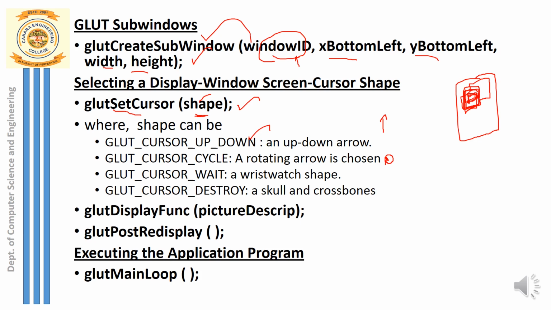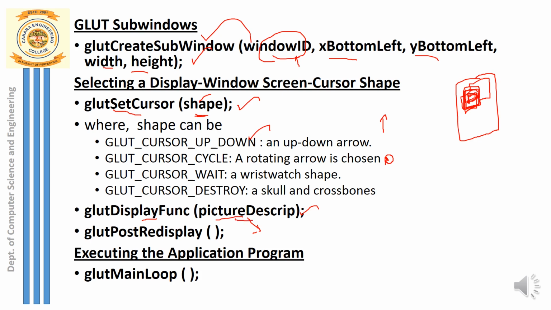And next I have glutDisplayFunc. What is this glutDisplayFunc? It's a callback function, a very important function that has to be called inside the main, and you pass a parameter to it. It's a user defined function that you pass. This picture description is a user defined function within which you define the vertices, the color for your graphics, position for your graphics, animation, everything you can define within this picture description.